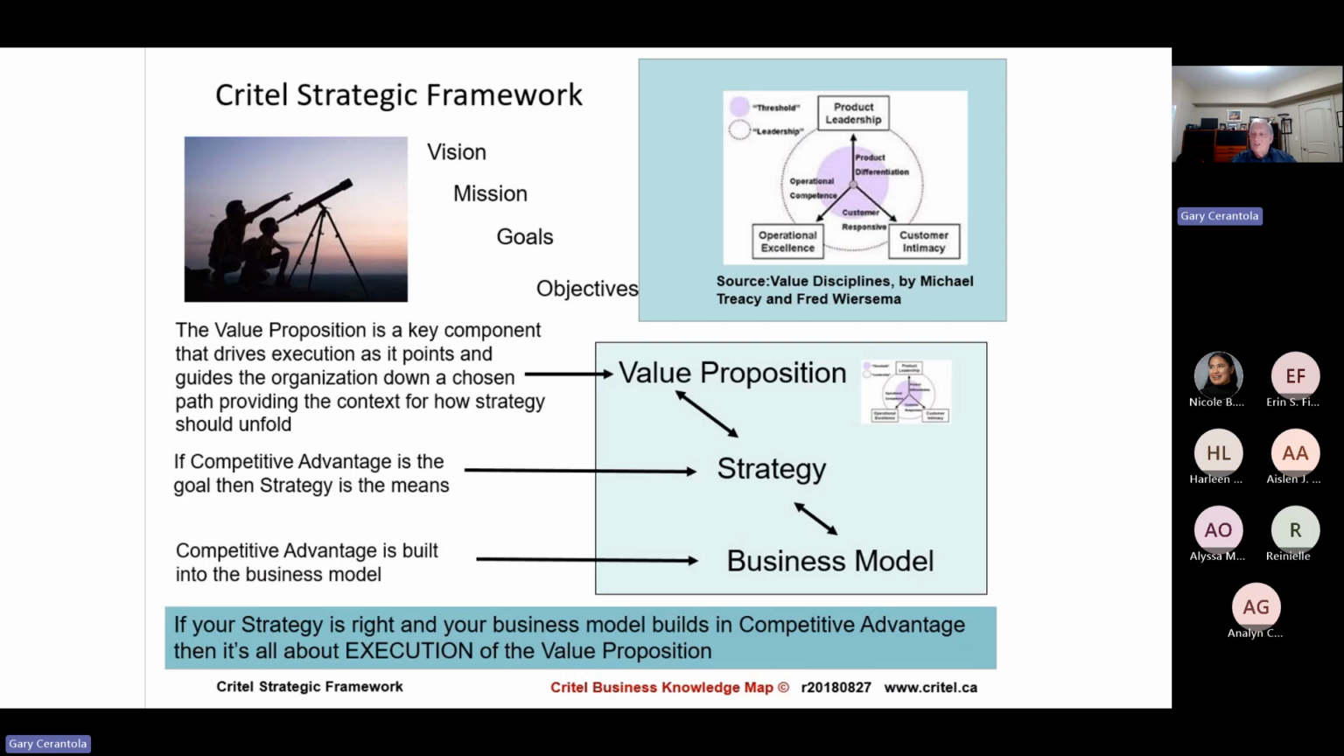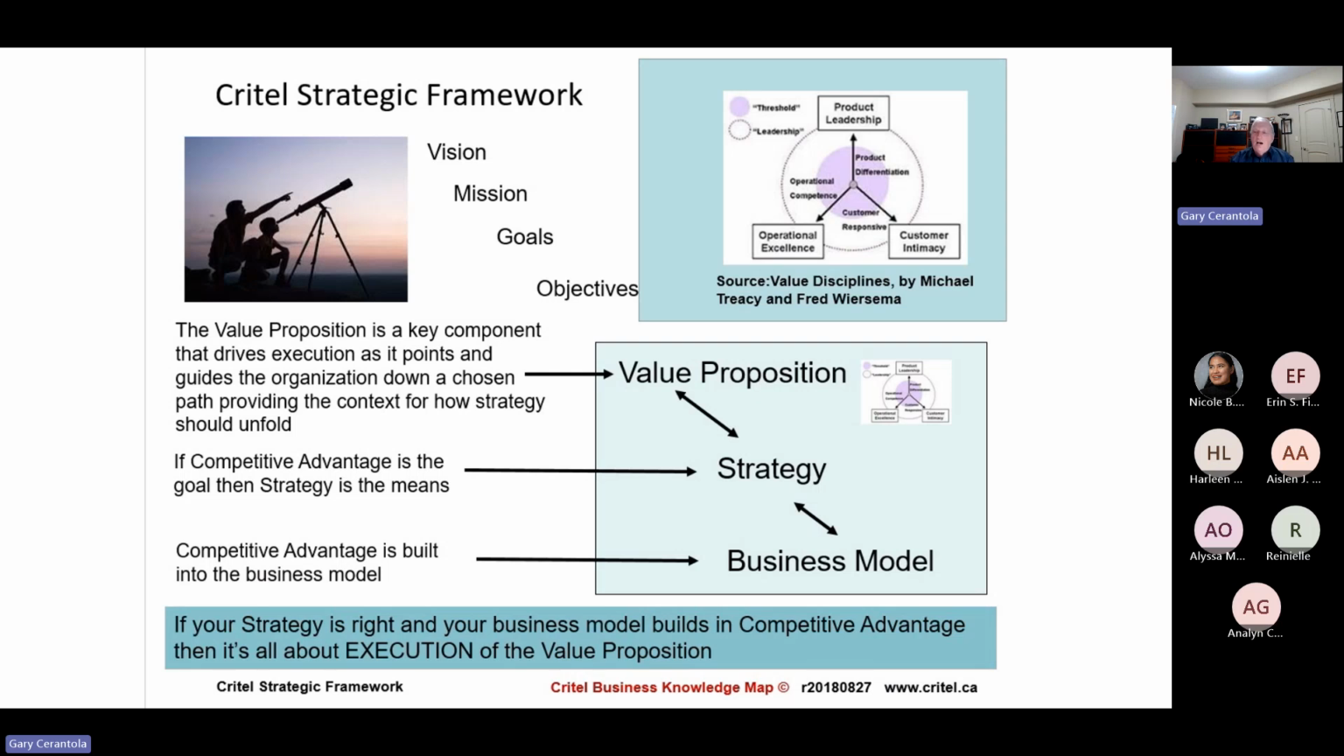And this little drawing here is the value disciplines by Treacy and Wiersema. What it says is, what's going to be your focus in that value proposition? What is it that you're going to do for your customers that are going to be gains, and how are you going to manage their pains? And then elaborating on that value proposition is your strategy. That's what gives you competitive advantage. That's why you do strategy, is to create competitive advantage.